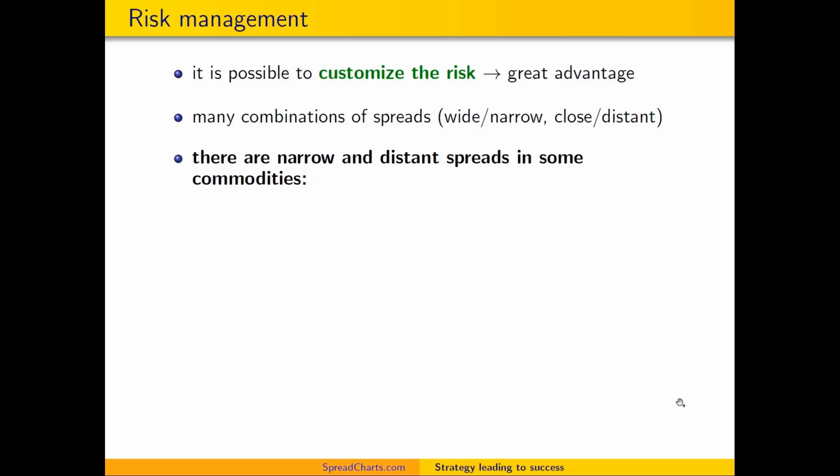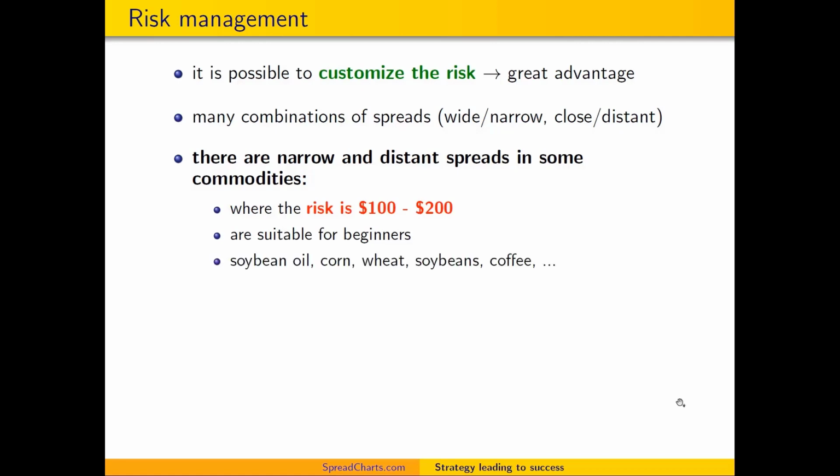There are even spreads with risk as low as $100 to $200. I must admit such a low risk is reachable only in a few selected spreads in commodities like soybean oil or corn during normal times when there is no panic like drought or trade embargoes. But it's doable. More common would be a risk of hundreds of dollars for grain spreads within a single crop. Still incomparably low compared to outright futures.